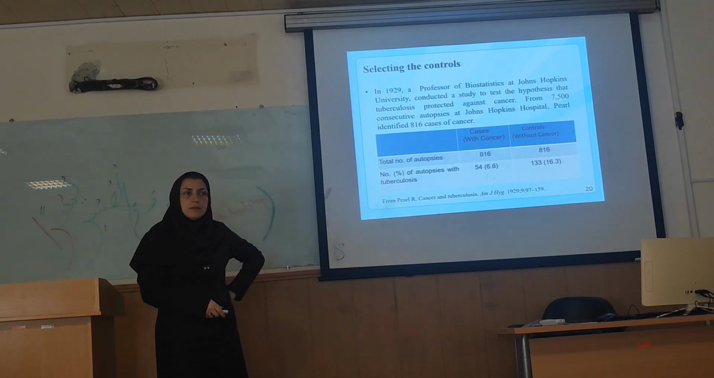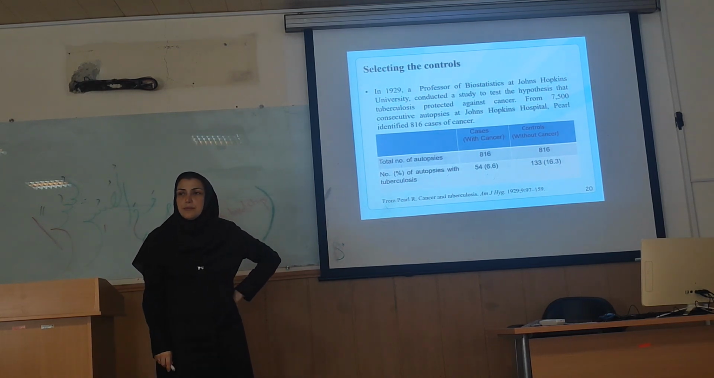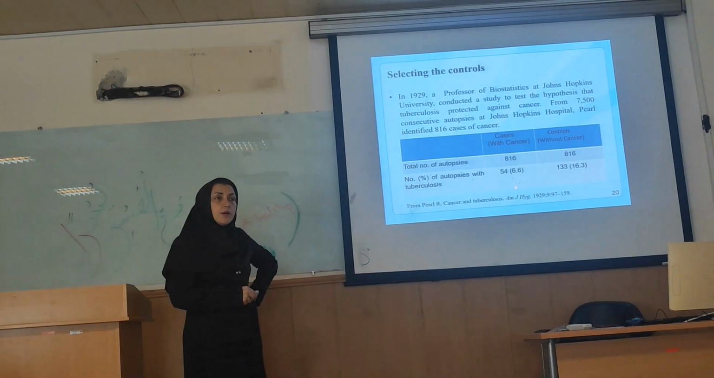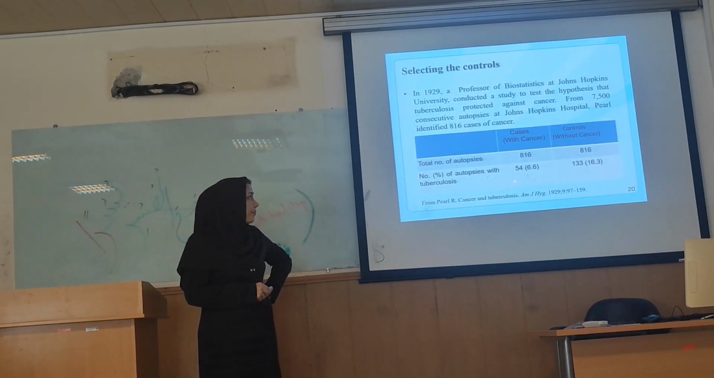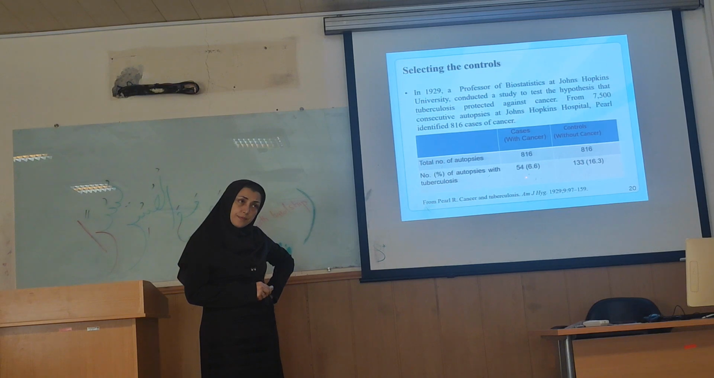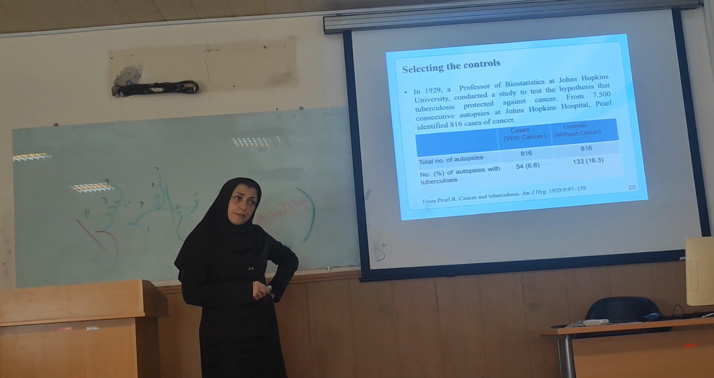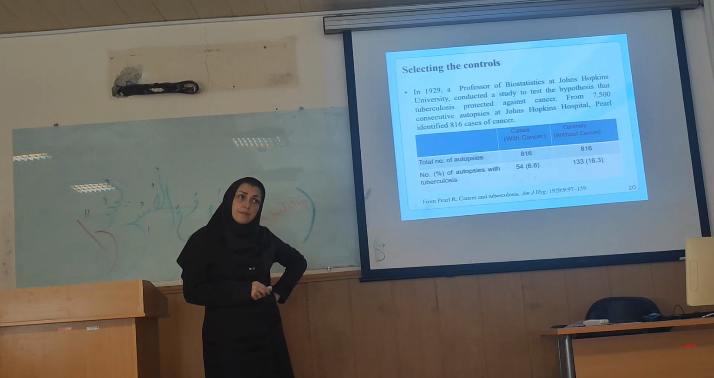What is the result? What is the interpretation based on this result? People who have tuberculosis are less likely to have cancer, because only 6.6% of the autopsies with tuberculosis had cancer, as 16% of those who had tuberculosis did not have cancer.